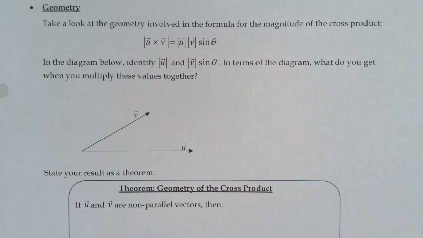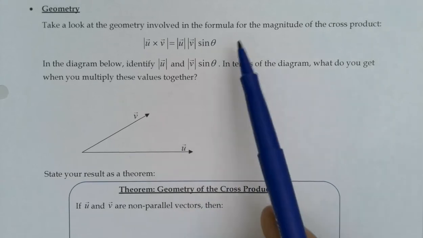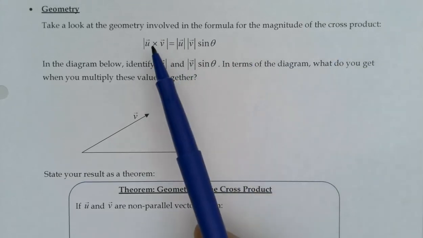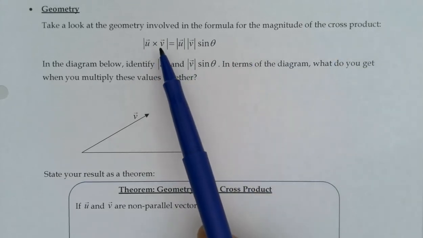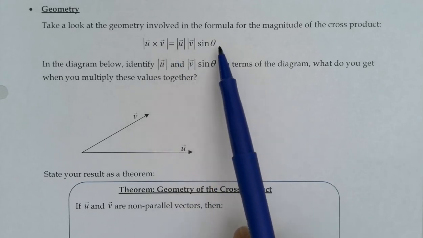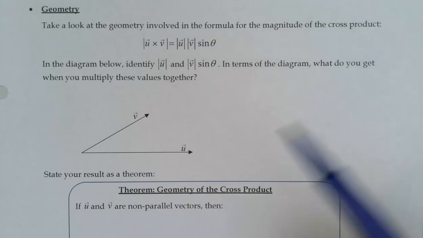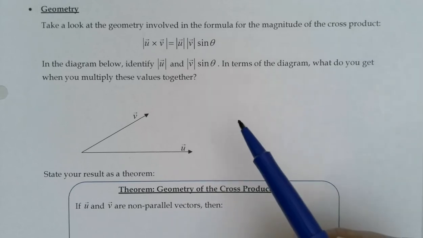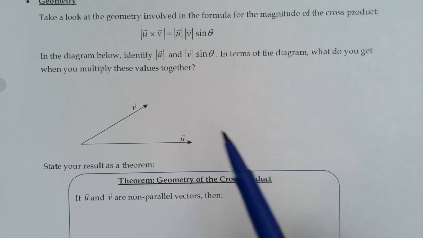Well, as exciting as torque was, there is one other application of cross product that comes easily to hand. I mean, there are lots of applications, but this is one that's quick and easy, and that's a geometric application. So when you take a look at the geometry involved in the formula for the magnitude of the cross product, you can see the magnitude of u cross v is equal to the magnitude of u times the magnitude of v times the sine of theta. That's equal to the area of the parallelogram formed by u and v. Let me show you what I mean down below.